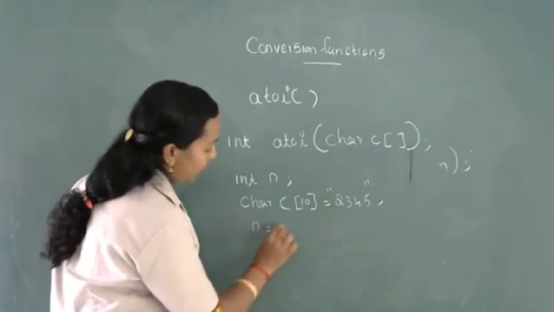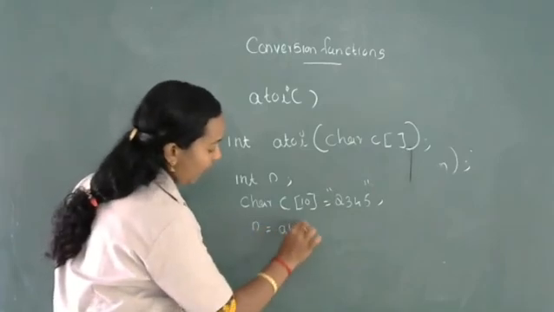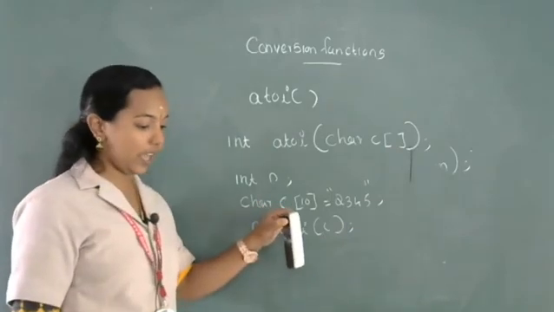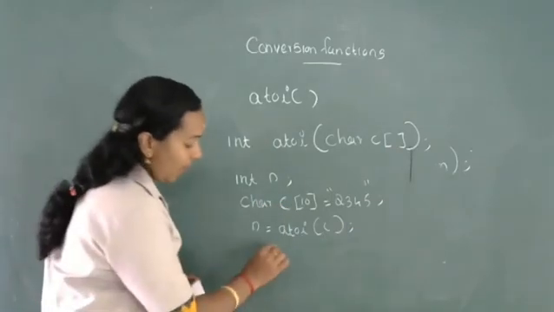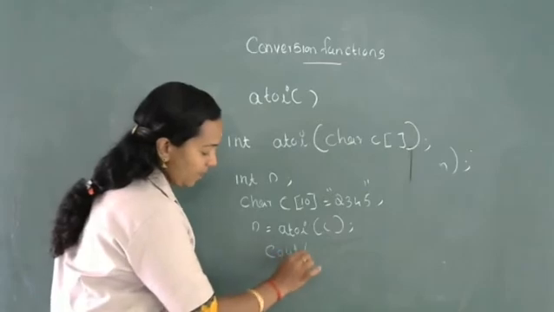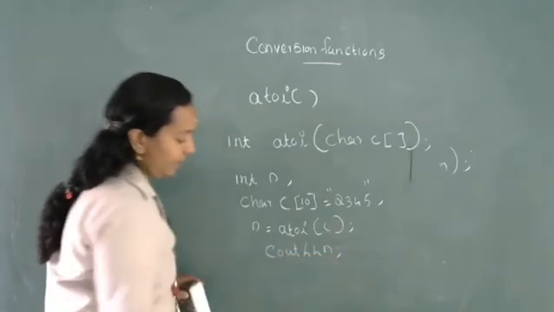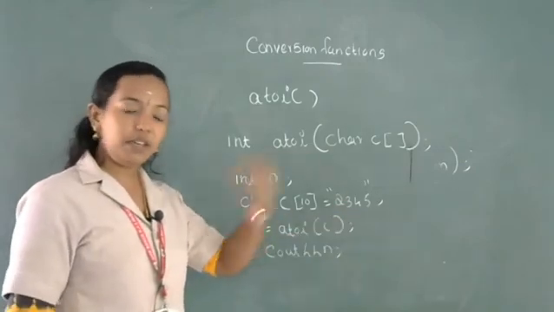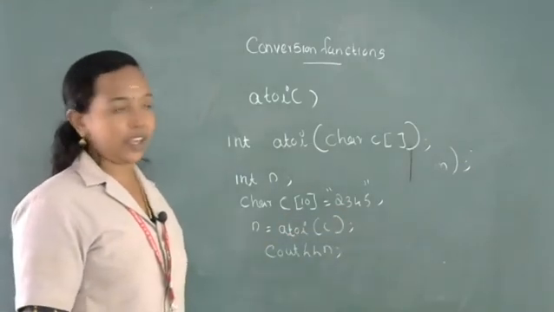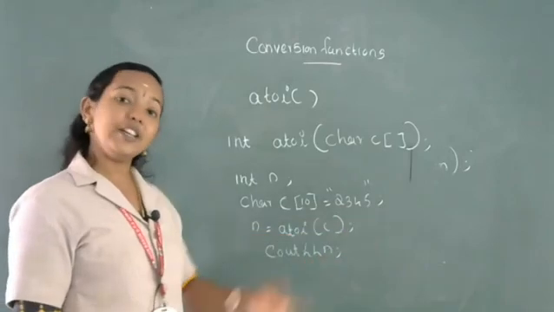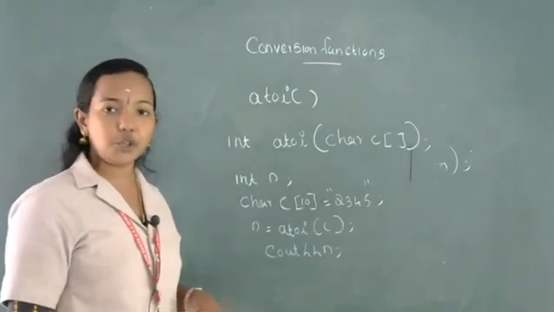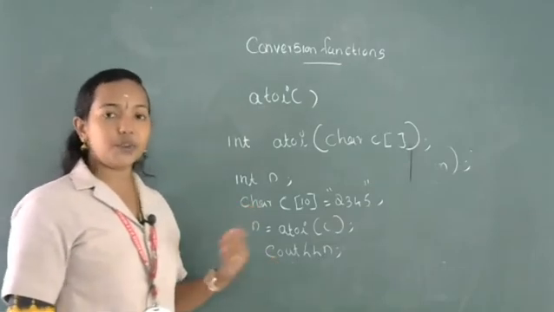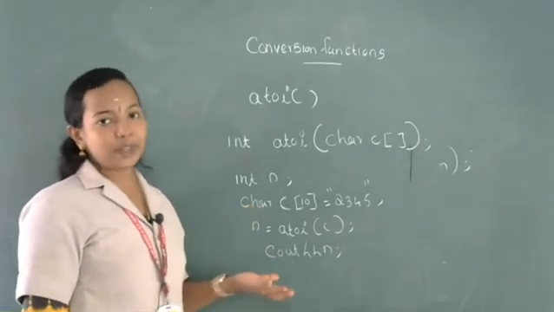N is equal to A to I. Inside the bracket, you want to specify the character array name. What is the character array name? C. After that, we can input cout n. Then what will be the result? The string constant will be converted into the integer category because these all are digits. So we can easily convert it into the integer category. So the A to I function is used for converting alphabet to integer.